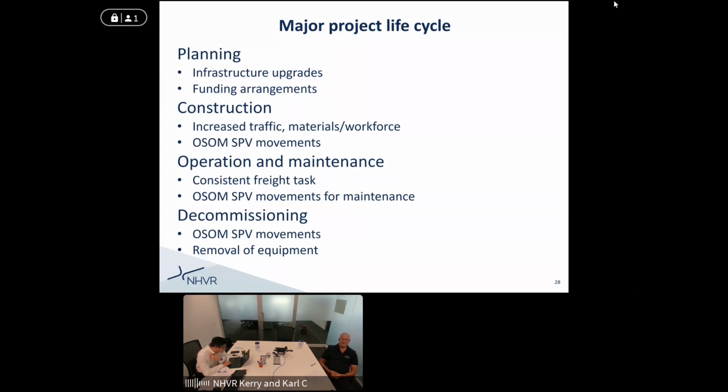And if it's major infrastructure, it'll probably be a 24/7 freight operation. The other thing you've got to consider is that there'll also need to be some OSOM SPV movements for maintenance. So if I've got a wind farm, I need to get in some pretty big cranes and some pretty big elevating work platforms to do maintenance on these things. So we're going to consider that as part of it.